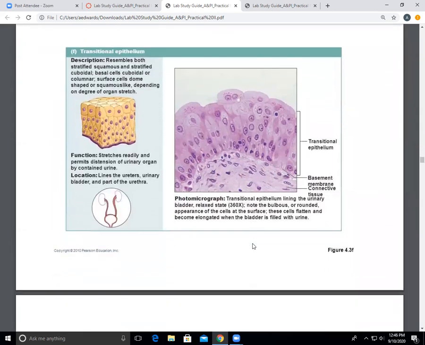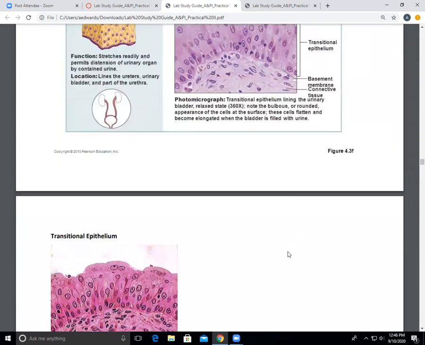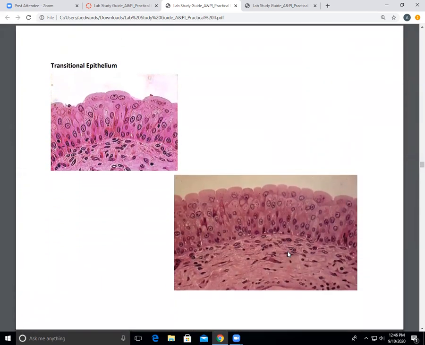All right, transitional. Transitional is going to have different shapes. Like here, it's going to be all pillowy because your bladder is not full. Okay, it's floating. So sometimes it can resemble stratified squamous or stratified cuboidal, and other times it's going to be more flat, depending on if the bladder's full. All right. More views of transitional epithelium. But mainly know it's associated with the urinary bladder.